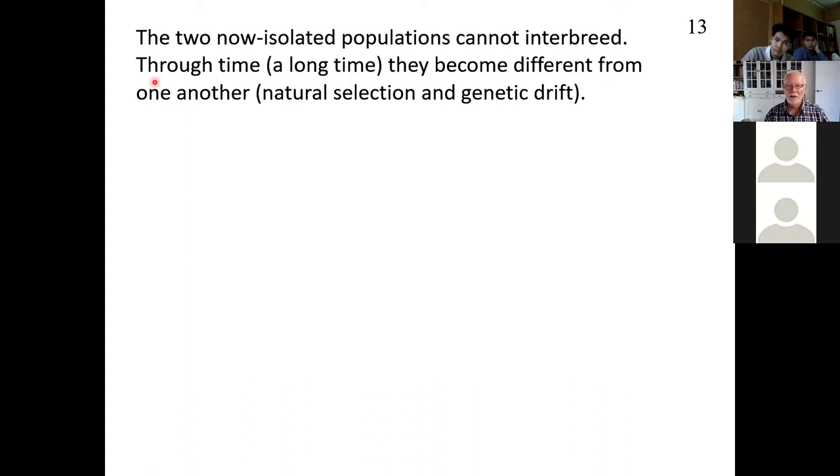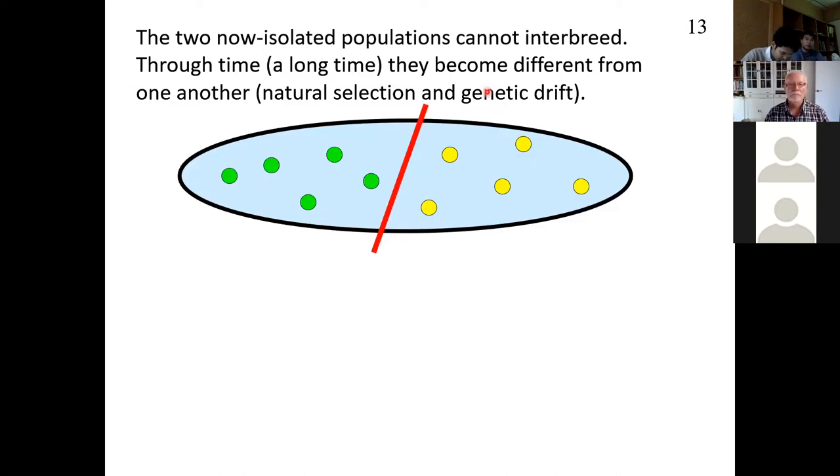Through the processes of natural selection and genetic drift, these populations either side of the barrier may move apart genetically. This process is probably quite slow, and it may take a million years, may take less, but it can take a long time.